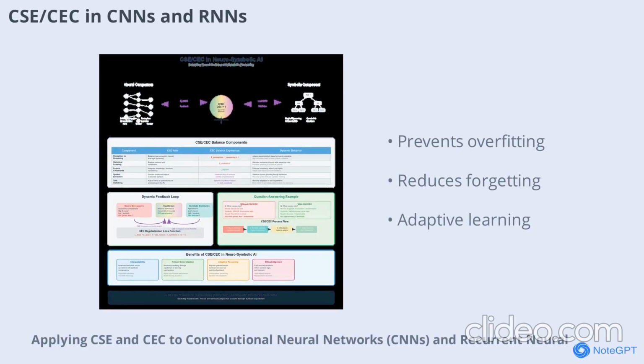Applying CSE and CEC to convolutional neural networks (CNNs) and recurrent neural networks (RNNs) introduces a systems-level balance between expansive and integrative information dynamics. In CNNs, CSE balances feature diversity and semantic coherence, preventing overfitting. In RNNs, CSE balances forward expansion and backward integration, reducing forgetting and promoting context-aware sequence prediction. This leads to more energy-efficient and adaptive learning models.